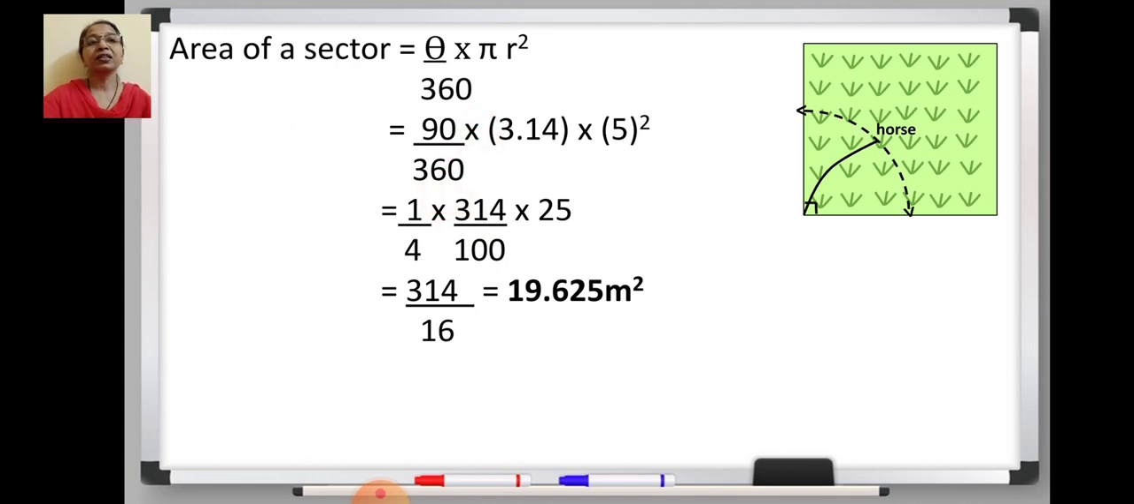Now simplify. This you can simplify. So 0 and 0 will get cancelled. 9 4s are 36. Convert this decimal into the fraction. So 314 divided by 100 into 5 square is 25. So 25 4s are 100. So you will get 314 upon 16, and on simplification the answer is 19.625 meter square. So this much area the horse can graze.